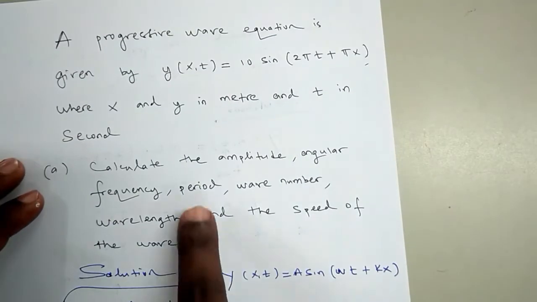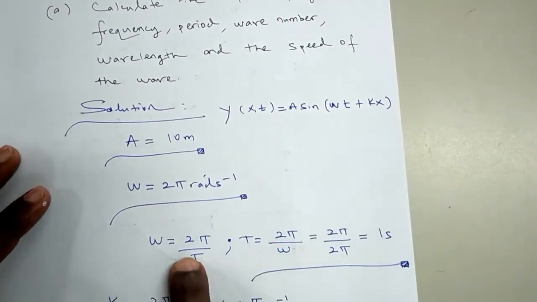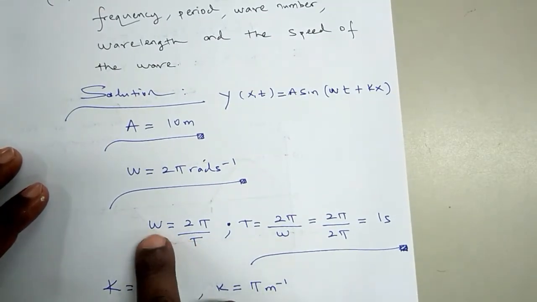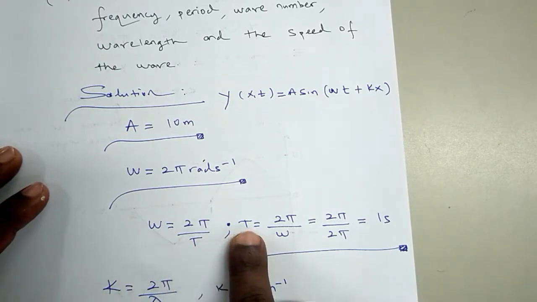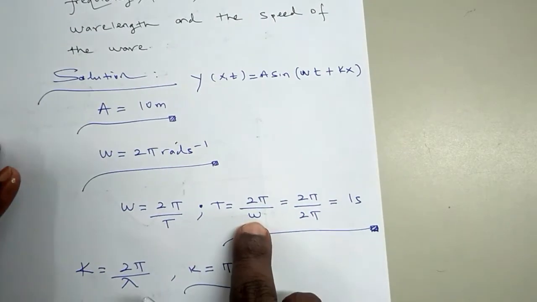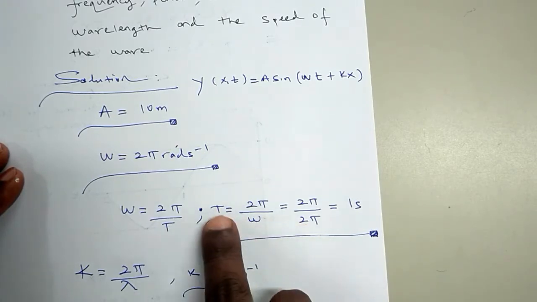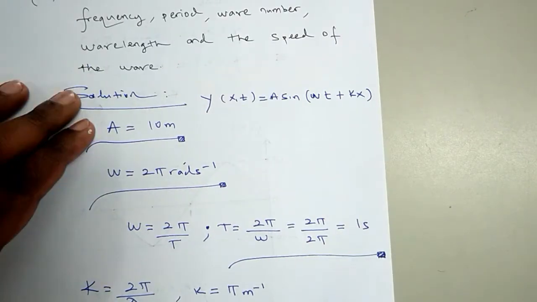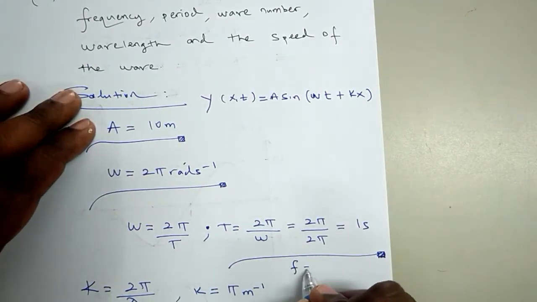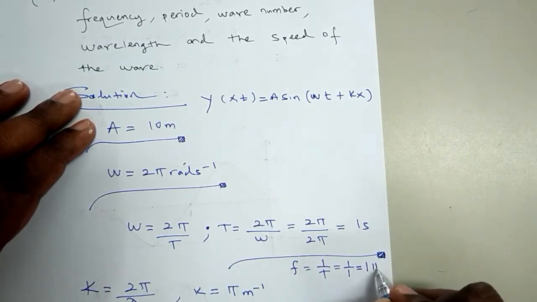To find the period and frequency, we can use the formula from angular frequency. Omega equals 2 pi over T, so T equals 2 pi over omega. Omega itself is 2 pi, then we will get the period is 1 second. And the frequency f equals 1 over T equals 1 over 1, which is 1 hertz.